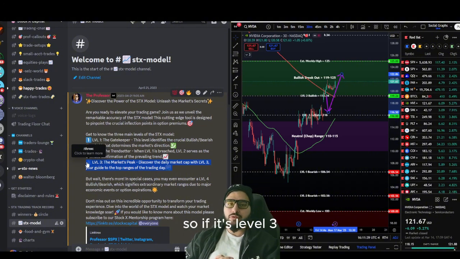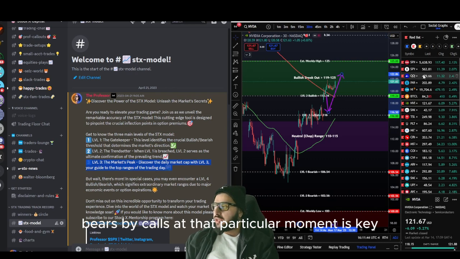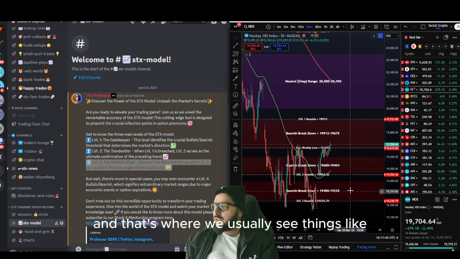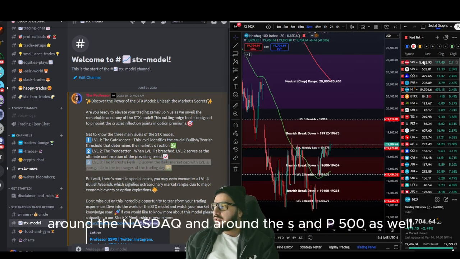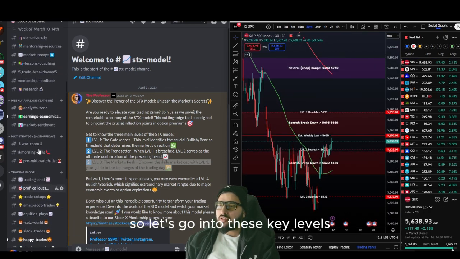So if it's level 3 bearish, buying calls at that particular moment is key. And that's where we usually see things like around the NASDAQ and around the S&P 500 as well. So let's go into these key levels and let's discuss it in great detail.